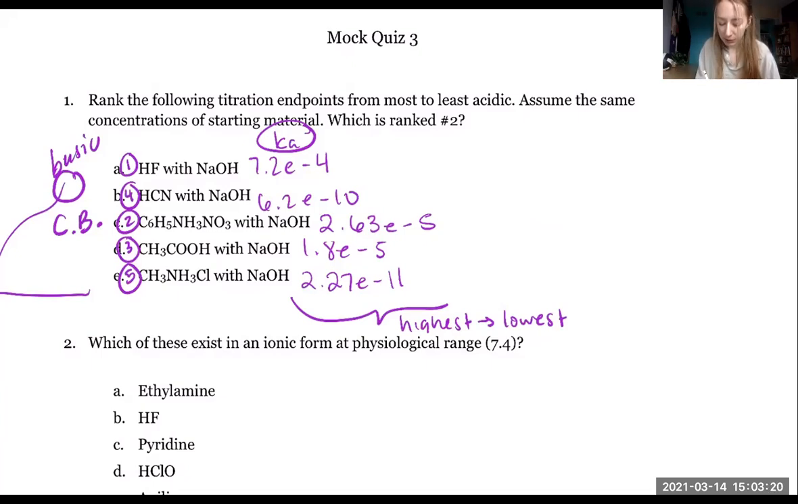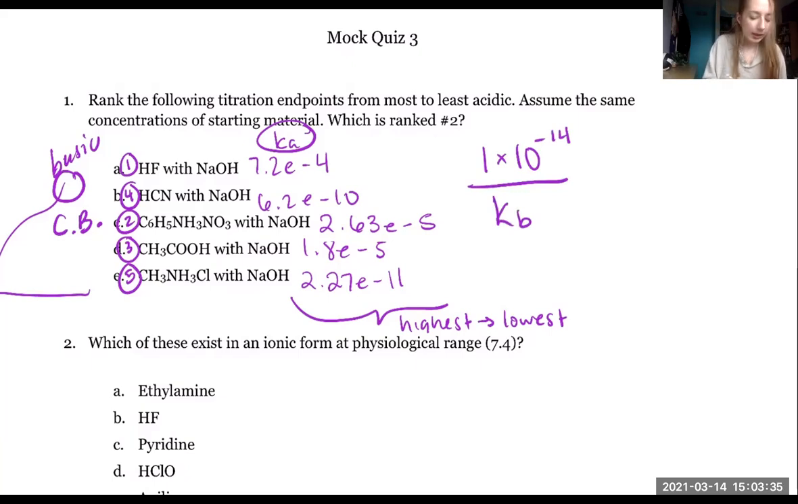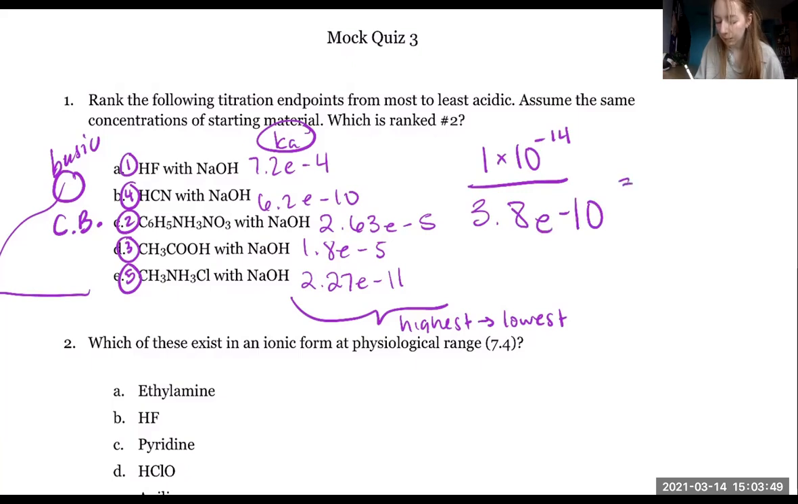Okay, so to find the Ka of C here, all I would do is 1 times 10 to the negative 14 power divided by their Kb value. Okay, so for C, the Kb value is 3.8 times 10 to the negative 10 power. And so that will give you 2.63 times 10 to the negative 5, or it should, if I plugged it in right. Hopefully that makes sense, Brandon. And you'll do the same thing for E.